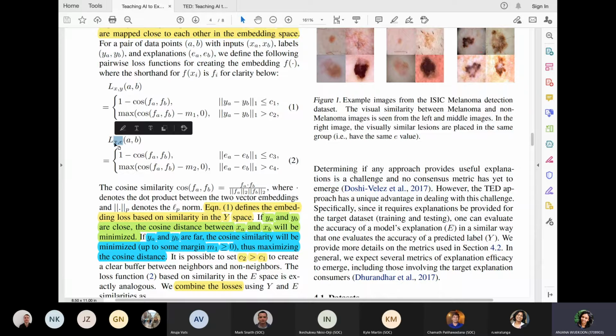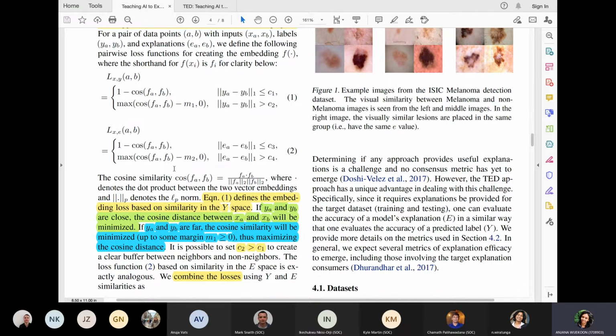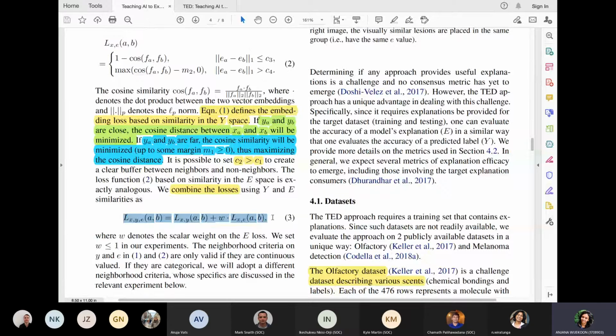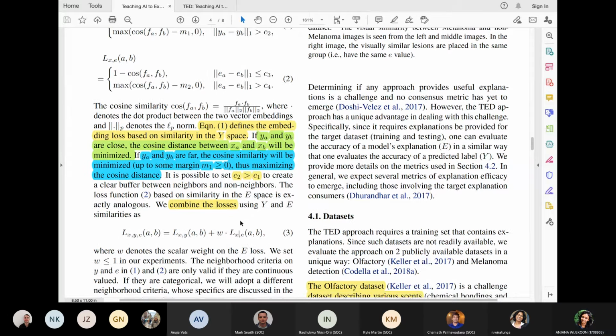So we have a similar loss for X and E. We are trying to predict E, the explanation, from X. Again, if they are in the same class, or have the same explanations, or are close by, we are trying to minimize the distance, which is maximizing the similarity. And if the explanations are far apart, they should be far apart by some margin. This is a multitask setting because we can add these two losses and backpropagate such that both of these losses are minimized, which we combine here using some regularizer. So that is the basic idea.